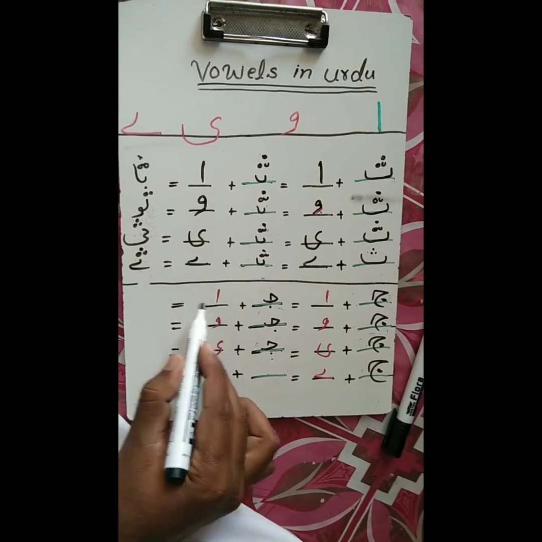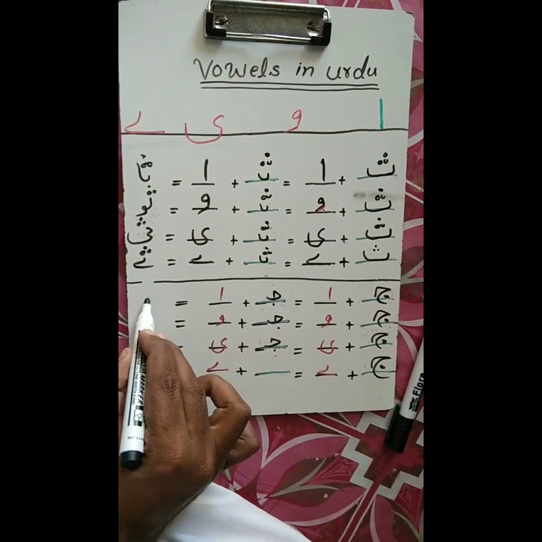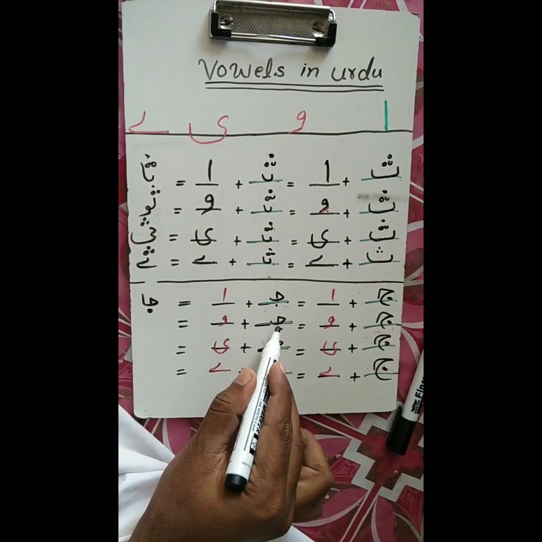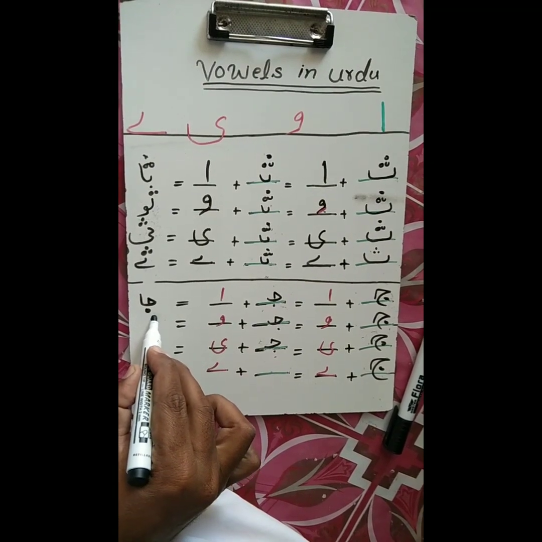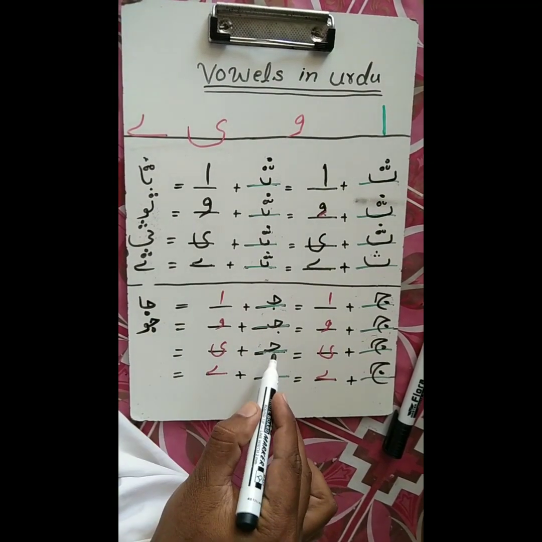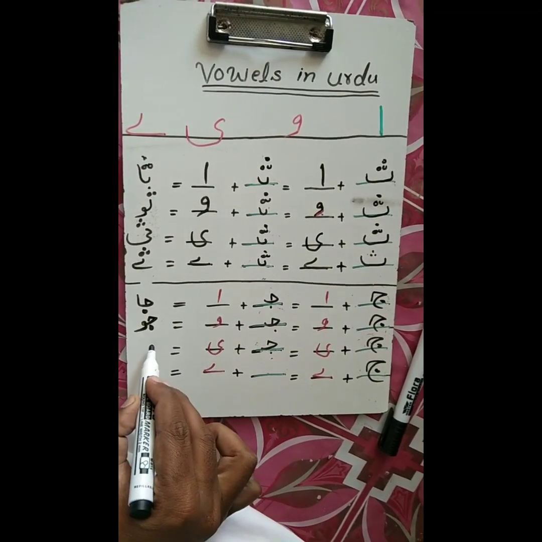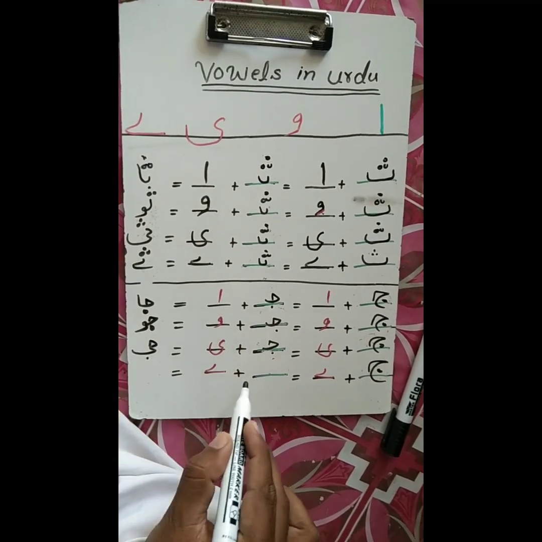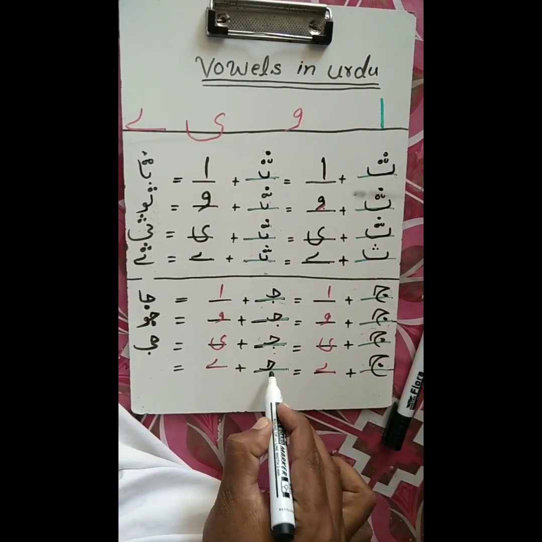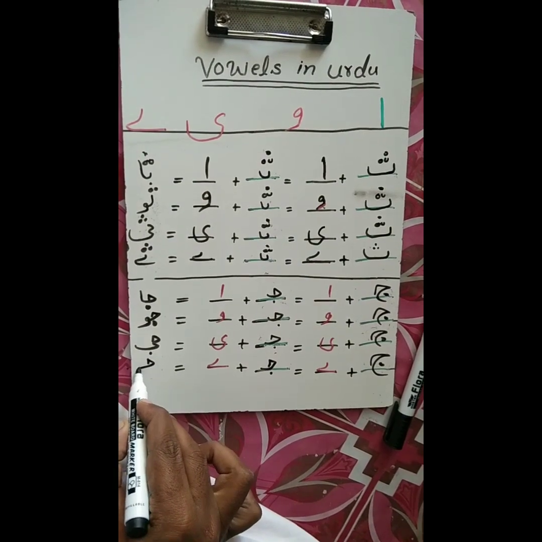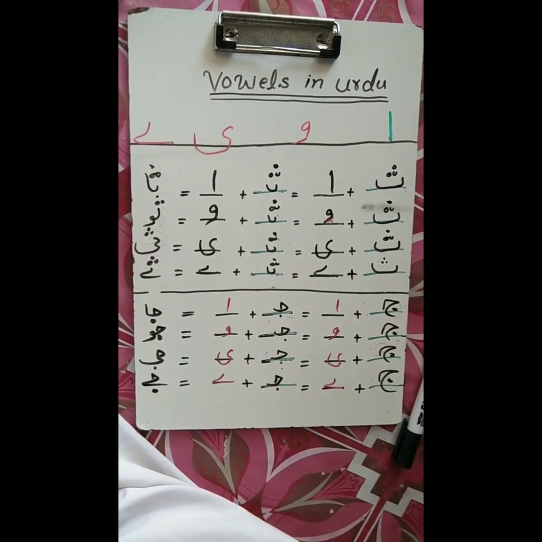Next one is jim. When we combine jim half shape with alif we get jim alif ja. When we combine jim with wa we get jim wa jo. When we combine jim with choti ye, jim choti ye ji. When we combine jim with badi ye we get jim badi ye jay.